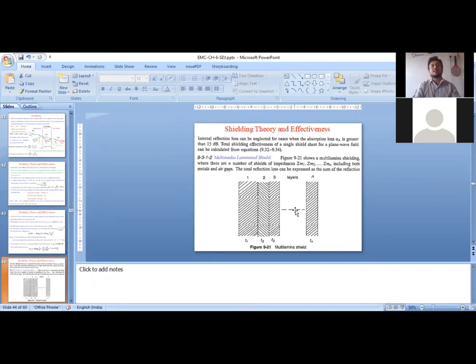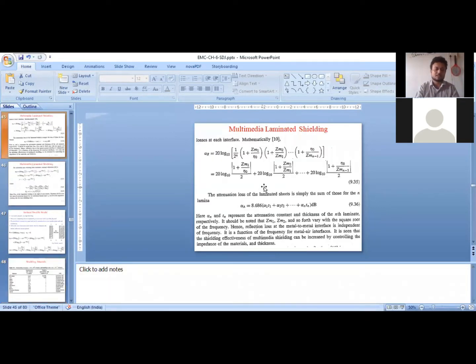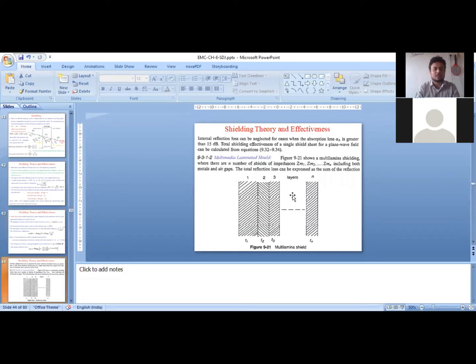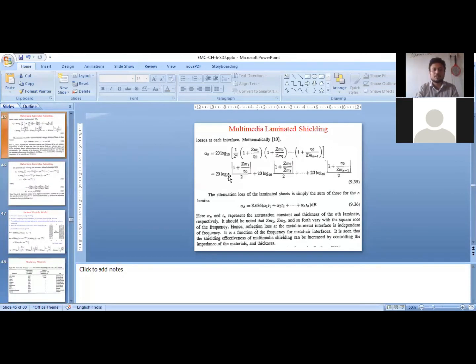So how the internal reflection, the reflection and absorption loss of this particular shielding will vary, we'll discuss. It is very similar to the reflection losses that we have discussed for a single conducting shield. So this is the reflection loss of an N shield material. Reflection loss is minus 20 log of transmission coefficient. So you can see over here, this is 20 log of transmission coefficient.